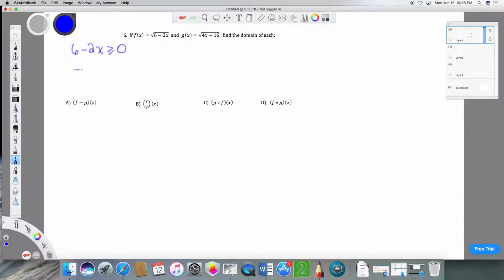So if I subtract 6 from both sides, if I divide by a negative number, I have to remember to change the direction of the arrow, and negative 6 divided by negative 2 is positive 3. So the domain for f is from negative infinity all the way up to 3, including 3.